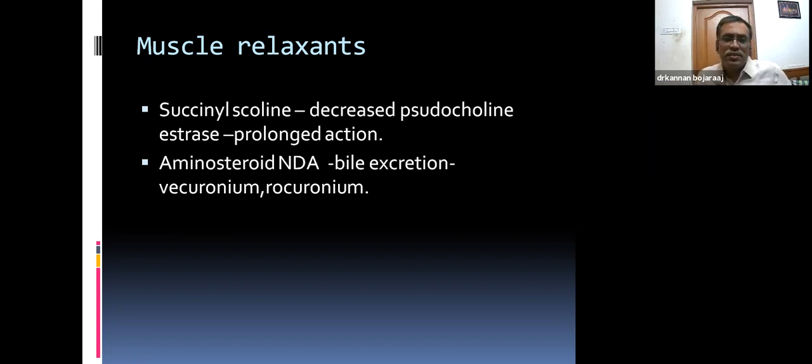And the non-depolarizing muscle relaxants used in this area are metabolized by bile excretion, that is atracurium and rocuronium. The unbound fraction of the drug is much more in case of any chronic liver pathology. And these are the drugs to be avoided. You cannot eliminate these drugs effectively in chronic liver disorders, so we should avoid these drugs because they are excreted by the bile.